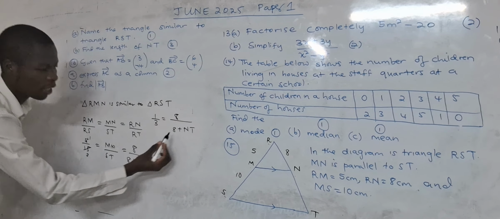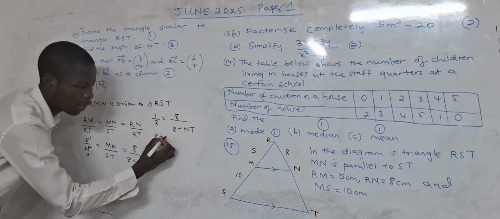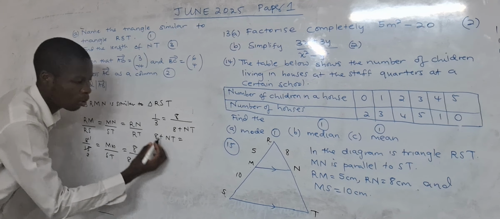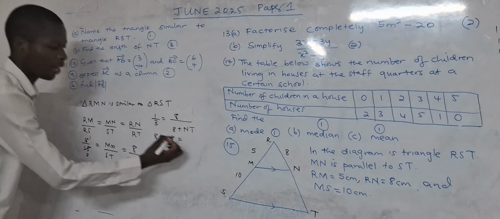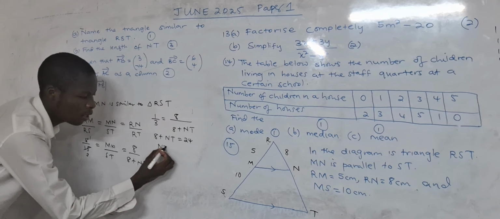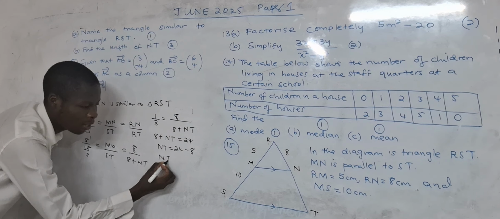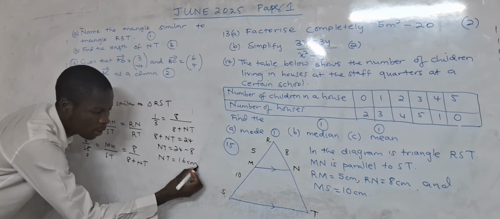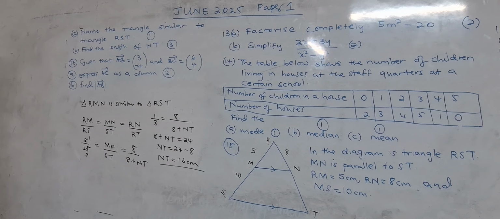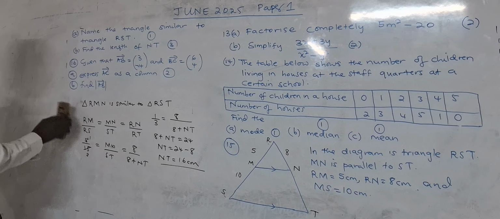You do cross multiplication. 8 plus NT multiplied by 1 will give me 8 plus NT is equal to 3 multiplied by 8. This is 24. So NT is equal to 24 minus 8. So NT is equal to 16 centimeters. This is the final answer. Let's move on to question number 16.